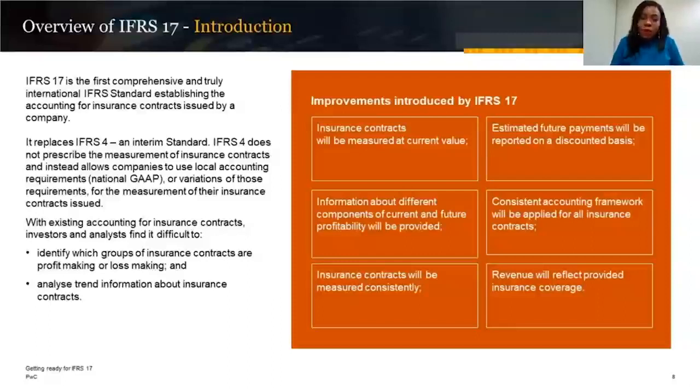And then where there are losses, you recognize them immediately. And where there's a profit, you defer it until the period in which you actually earn those profits, which means as you fulfill the contract. So that is one of the main drivers of IFRS 17, to ensure that the way we measure insurance contracts aligns with the fundamentals of the IFRS framework. And this would ensure that insurance contracts are measured consistently from period to period, from company to company, and across different jurisdictions.